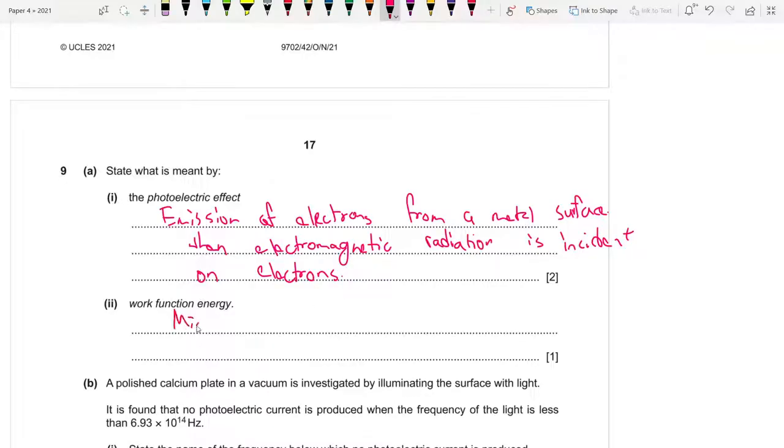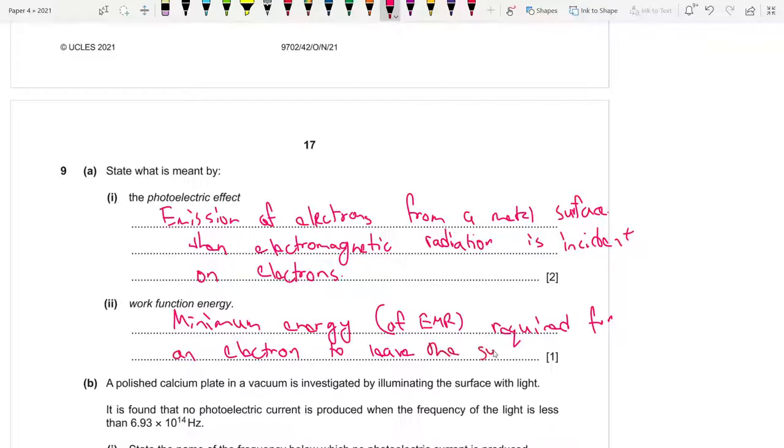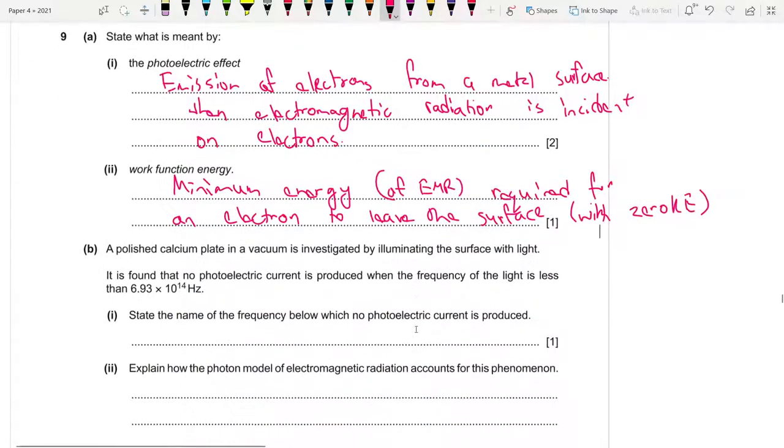So what is the work function energy? It is basically the minimum energy of electromagnetic radiation required for an electron to leave the surface of the metal with 0 Ke. They did not write this in the mark scheme. I prefer writing it, but if you write minimum, it's fine.